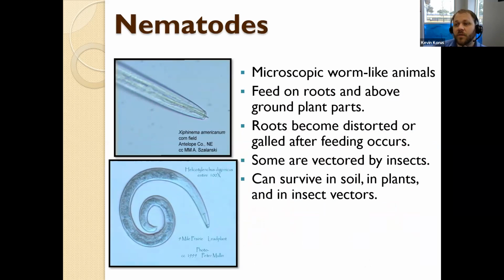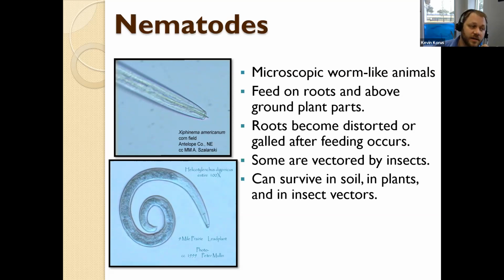I don't know why it says worm-like there. They're worms. They feed on the roots mostly, but they can also feed on the above ground parts of plants, especially in more tropical conditions. So even here in Florida, you do see a lot more foliar feeding nematodes than where I'm from up in Nebraska. Mostly if you're dealing with nematodes, it's on the roots, they're in the soil.